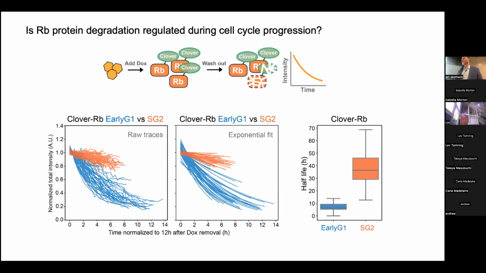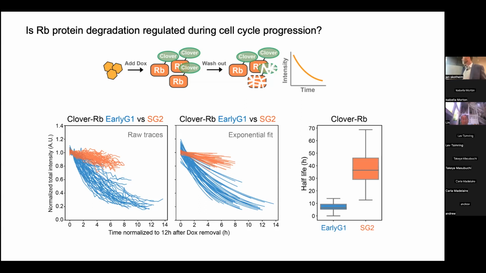These are the raw traces. You can see that if you're in S/G2, the protein is really pretty stable. On the other hand, if you're in G1, it's being degraded much more rapidly. We can take these curves, fit them to a single exponential, and then estimate the half-lives for each one of these individual cells. The data are shown here, and you can see that for S/G2 cells, the protein is really quite stable.